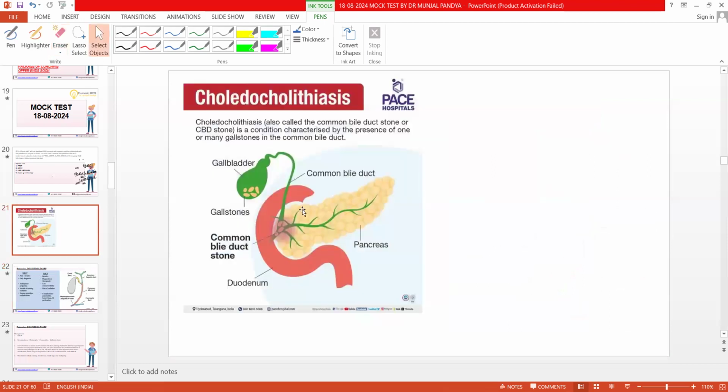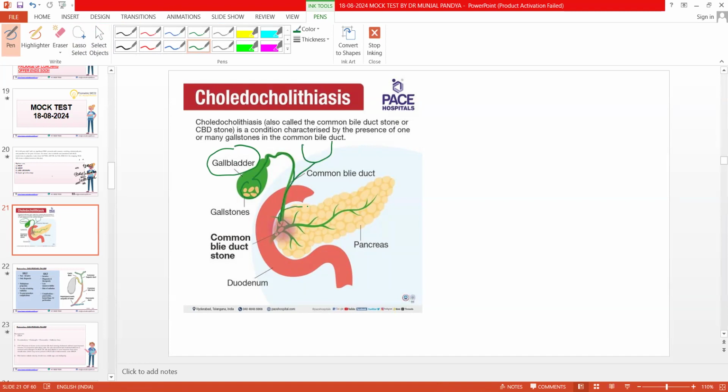So this is again an excellent picture I collected, right? So you can also go with these pictures as well. This is the gallbladder, right? This is a gallstone, multiple gallstones. This is a cystic duct. They are not mentioned here. Here, right hepatic duct, left hepatic duct, common bile duct, right? So this is the common bile duct.